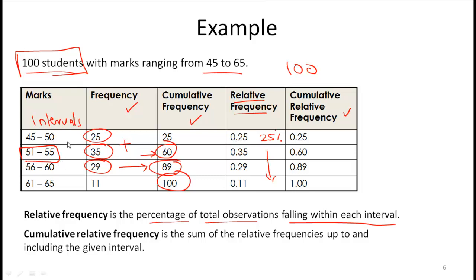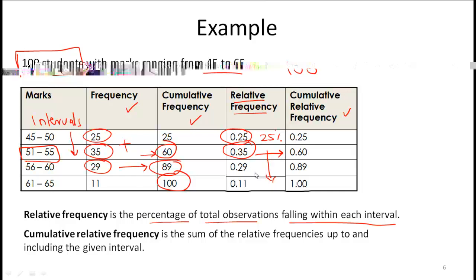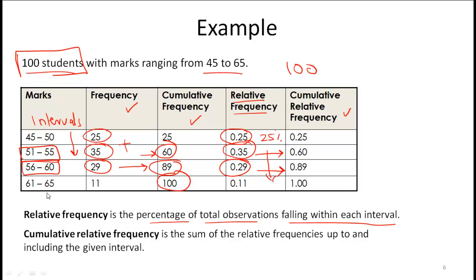So the relative frequency up to and including this interval would be 0.25 plus 0.35, which is 0.6, and so on. So the cumulative relative frequency for 51 to 60 would be everything up to and including 60, which would be 0.25 plus 0.35 plus 0.29, which is 0.8. And if 65 is the highest mark, then 1.0 or 100% of the students got 65 or below.